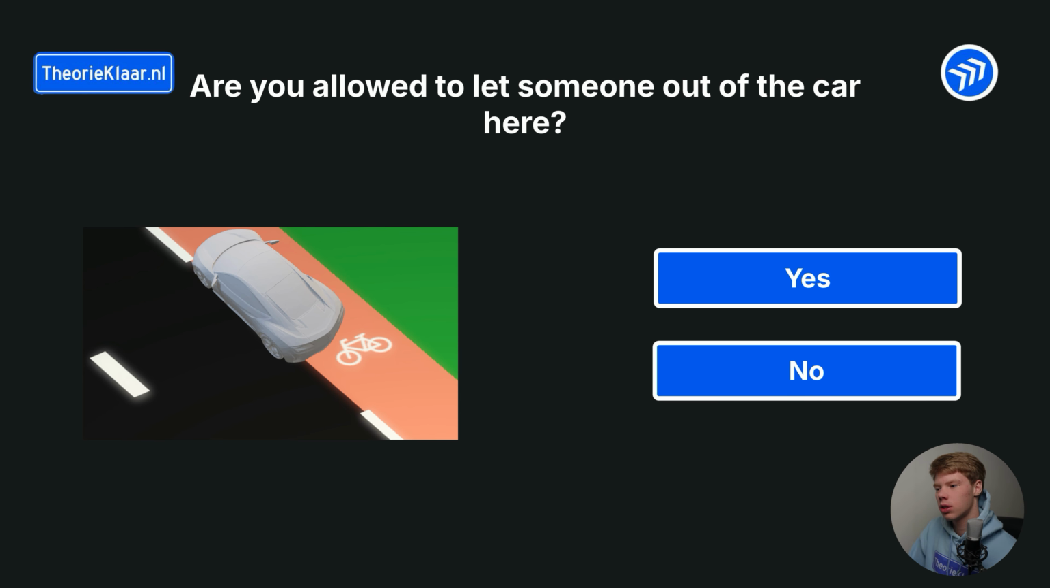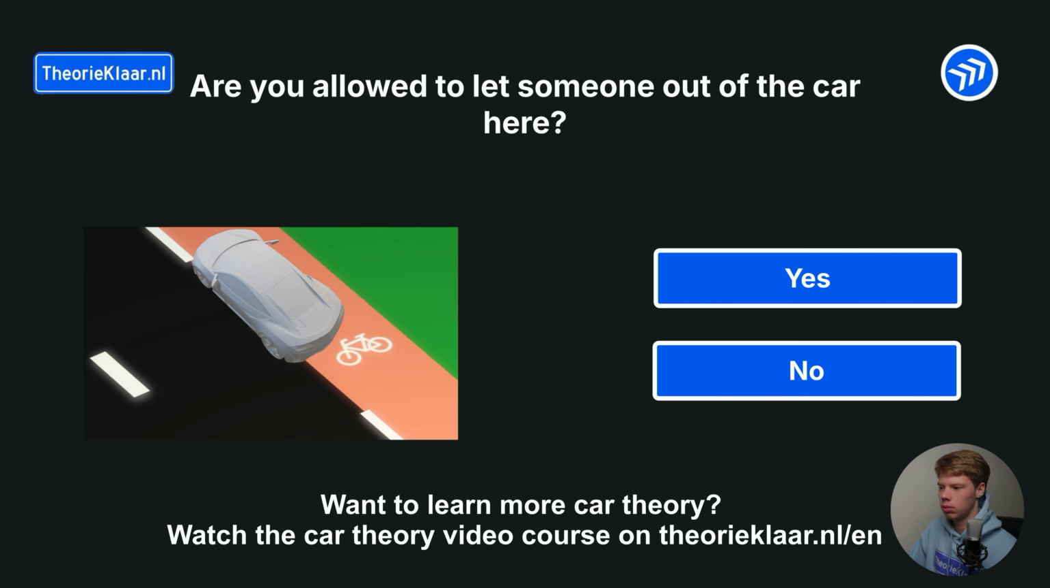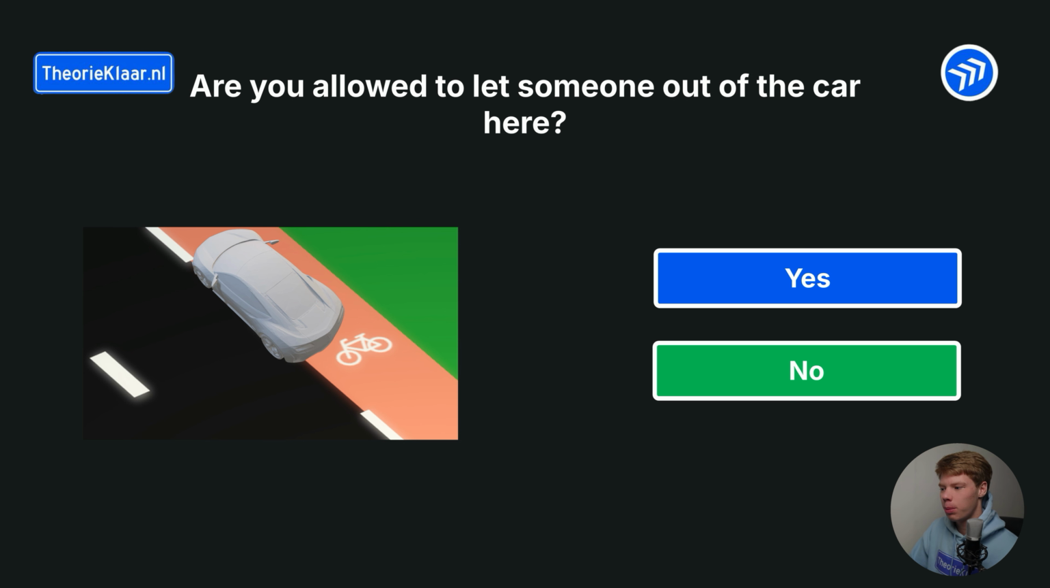Are you allowed to let someone out of the car here? Yes or no? Then the right answer is no. What do we see here? A bike lane. And you're not allowed to stop in a bike lane. The difference between a bike lane and a suggested bike lane is that the bike lane has a bike icon. A suggested bike lane doesn't have the bike icon on the road surface.